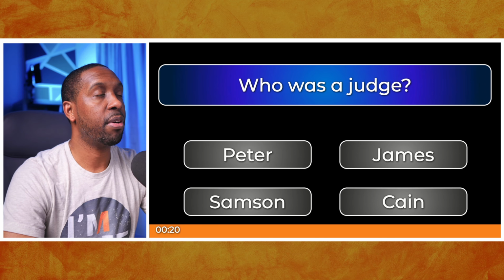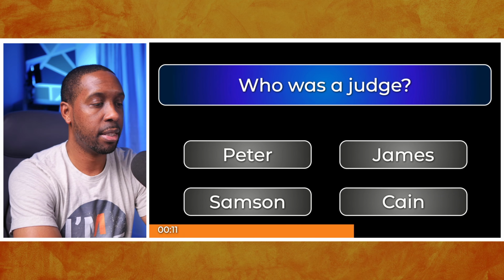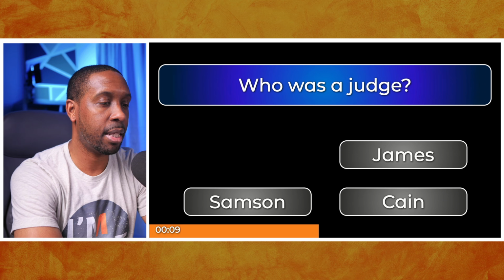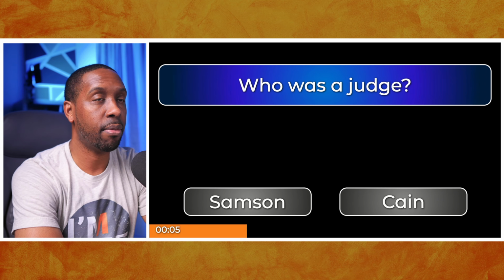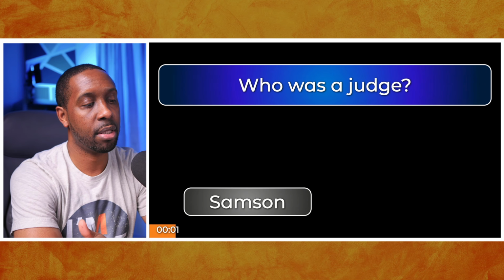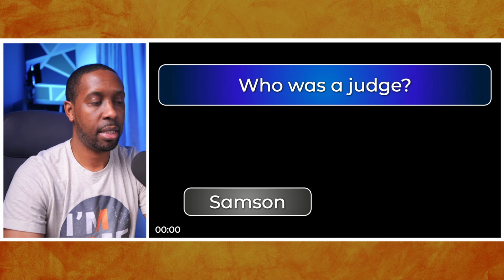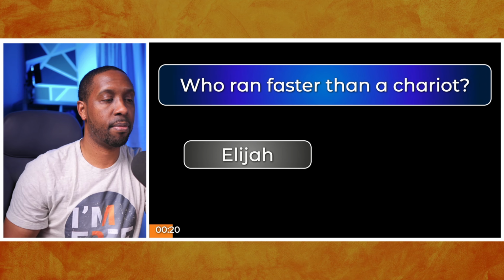Now I'm going to click the first slide. Boom. Who was a judge? Was it Peter? Was it James, Samson, or Cain? And the clock is ticking. They're thinking. Okay. Wasn't Peter. Okay. It wasn't him. The answer is Samson. All right. That's done. And then we got arrow to the right.